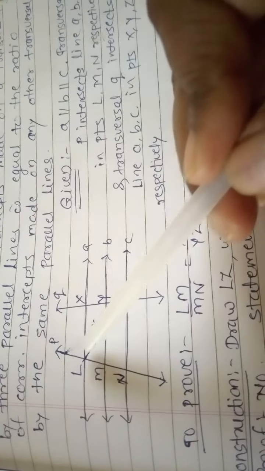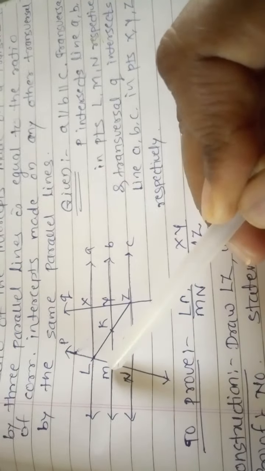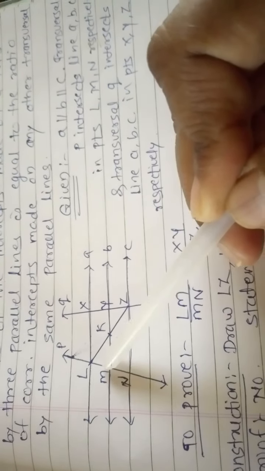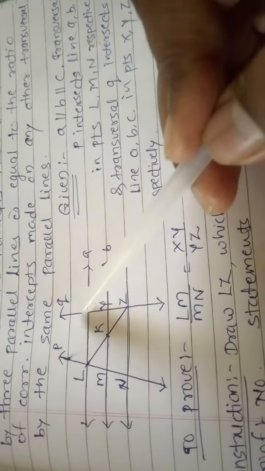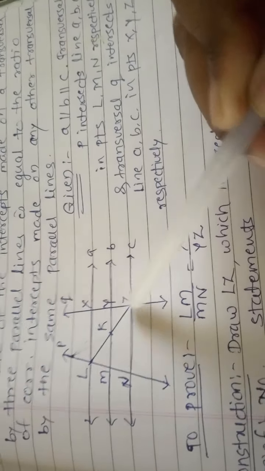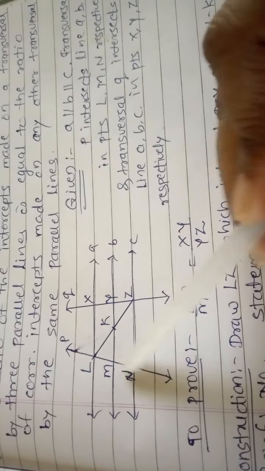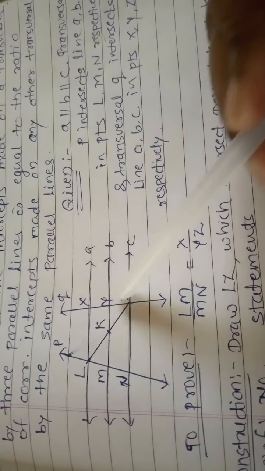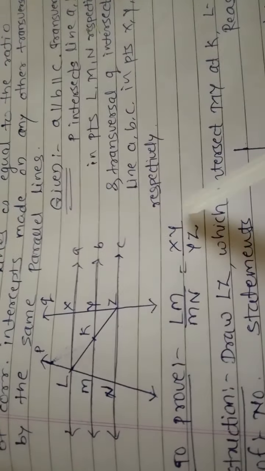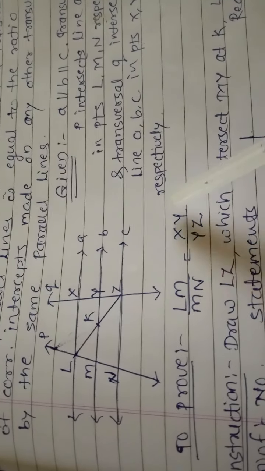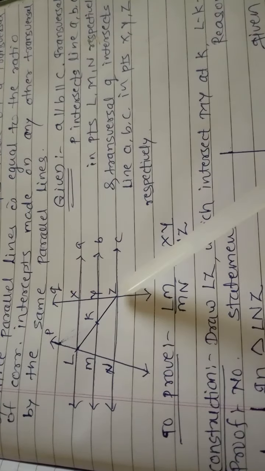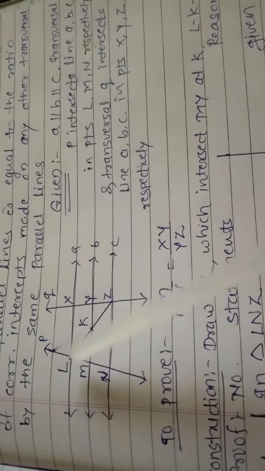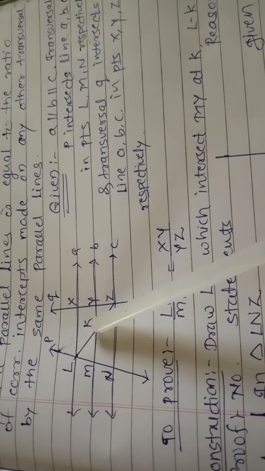What we have to prove concerns the intercepts. What is the meaning of intercept? The portions in between, that is LM and MN, these are the intercepts. Here also XY and YZ are the intercepts. So we have to prove that LM upon MN is equal to XY upon YZ. What is the construction? You have to draw the line LZ, which intersects MY at point K such that L-K-Z.